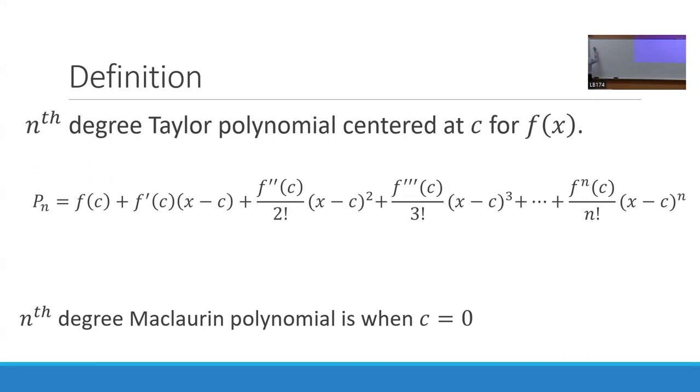But the coefficient is the important thing. The coefficient is always the nth derivative evaluated at the center divided by n factorial. That's the coefficient for every x minus c to the nth power.